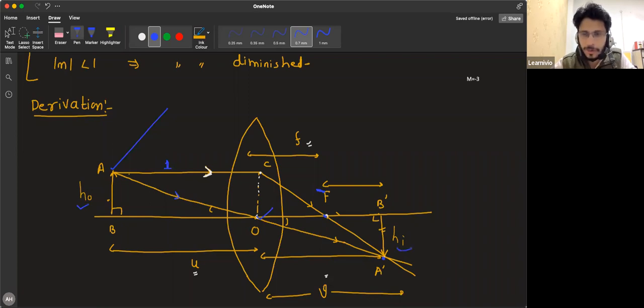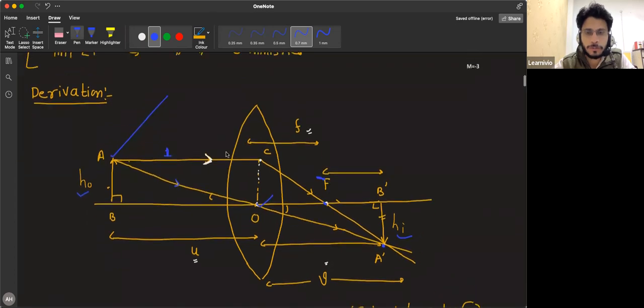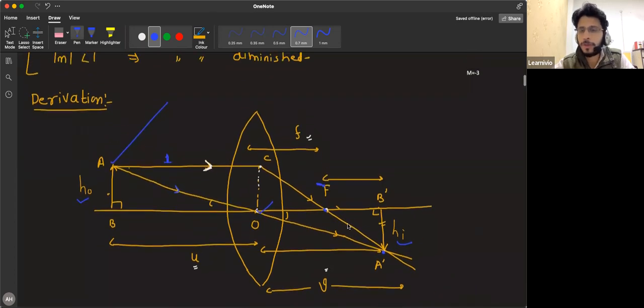Arpit, is this image A prime B prime inverted or erect? Sir, it is inverted. So should it be real or virtual? Sir, it is real. And you can see by the ray diagram also, the rays are converging. The rays are actually meeting over the point. So A prime B prime should be a real image.